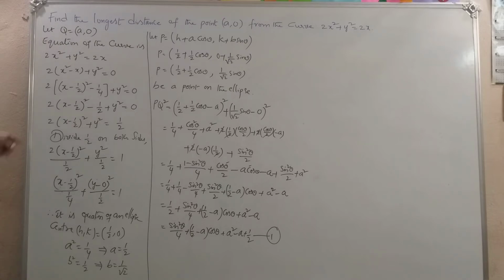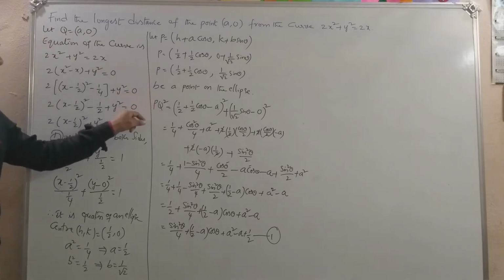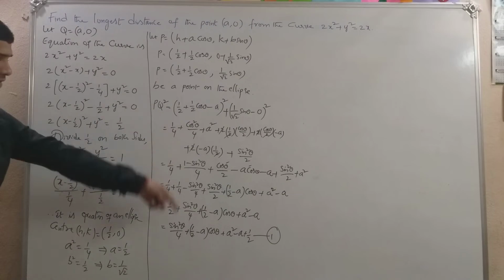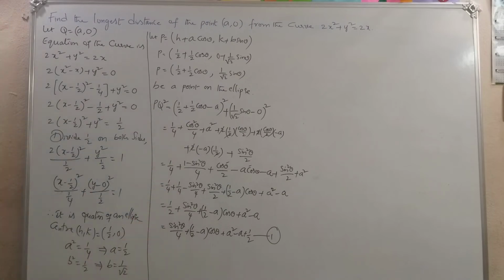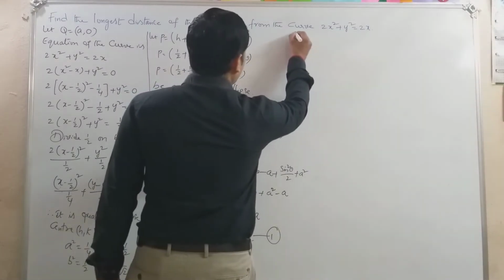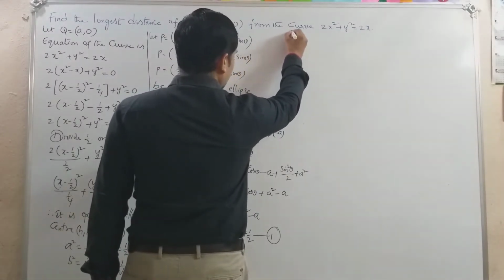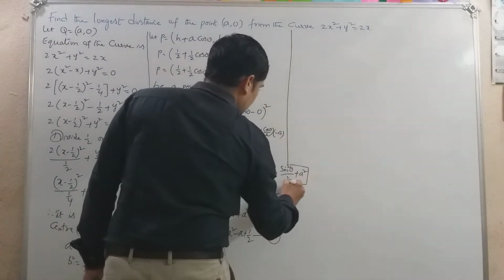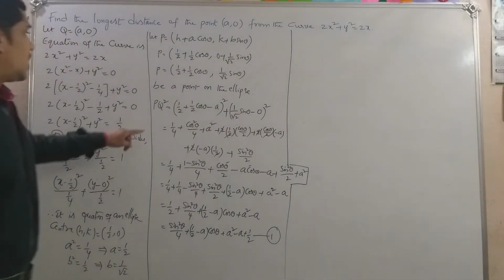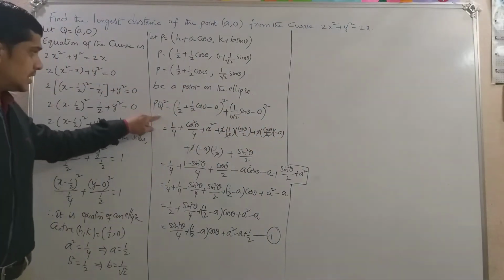See, I am finding the distance between PQ. So PQ square I found. From this I can find PQ easily. But I want to find out the maximum distance. So to know the maximum distance, I want to do the derivative.